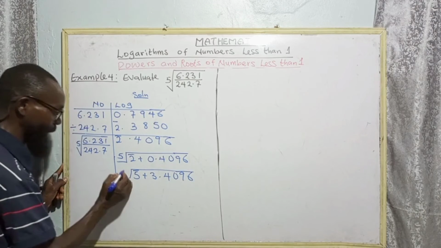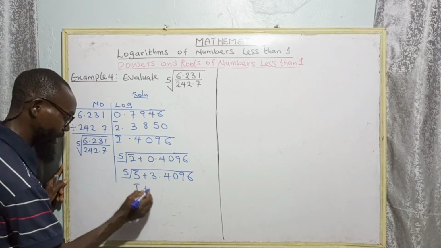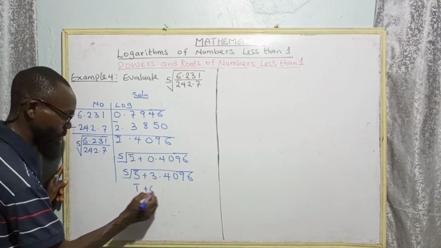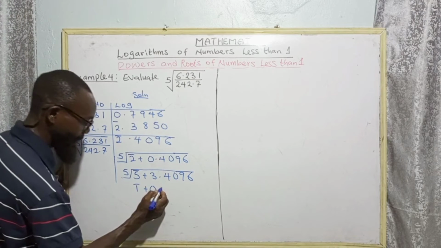3.4096. So I have 5 here. 5 goes in bar 5. Bar 1 plus 5 goes in 3 is impossible. 0 points. Put the 3 here making 34.